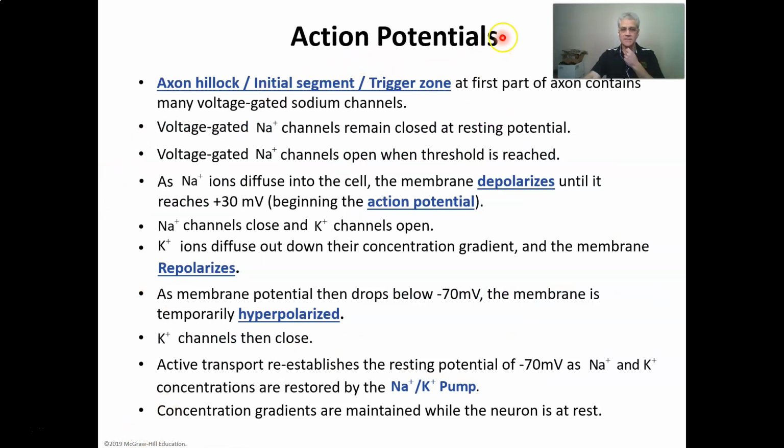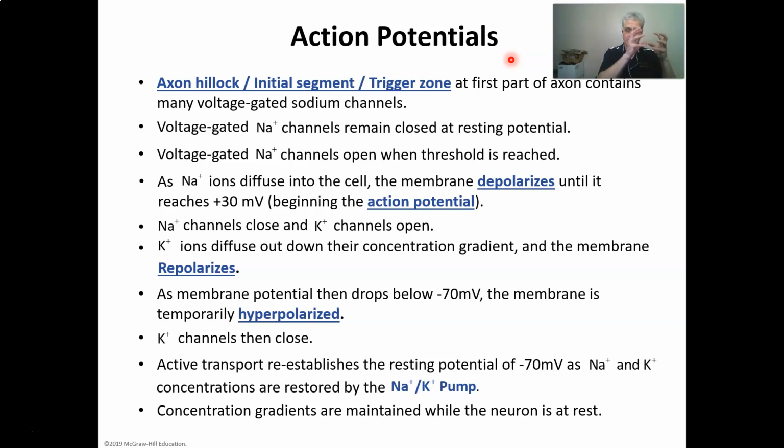Now, the only place where an action potential starts is what we call the initial segment, sometimes referred to as the trigger zone, sometimes referred to as the axon hillock. That means that is the very start of the axon. And remember, there are a lot of dendrites, there is one cell body, and there is one axon.